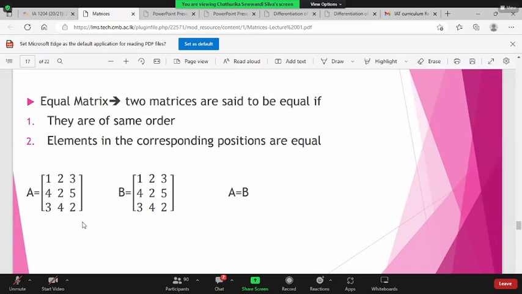So if this is a 2 by 3 matrix, this should be a 2 by 3 matrix. In order to be equal, they need not be square.